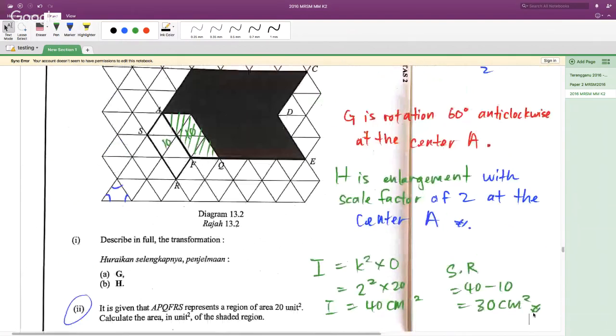Isn't it 80? Yeah, it's 80. What happened to my math? This is 4 times 2, so here is 80. And then this one will be 70. Yeah, thanks.